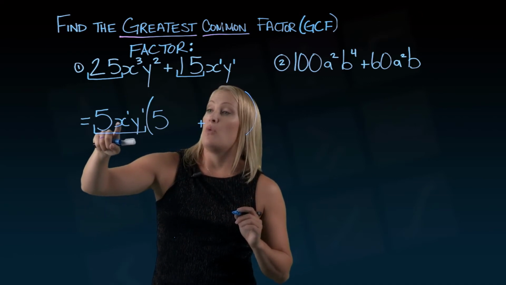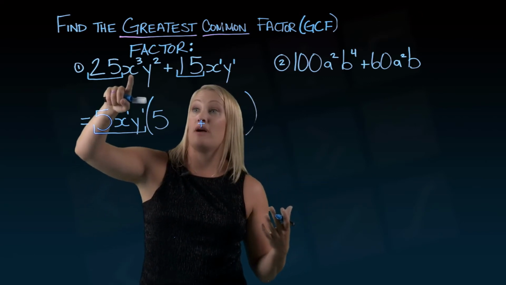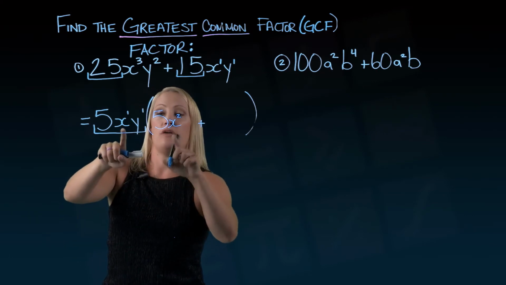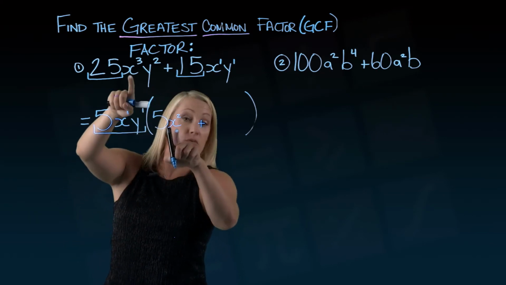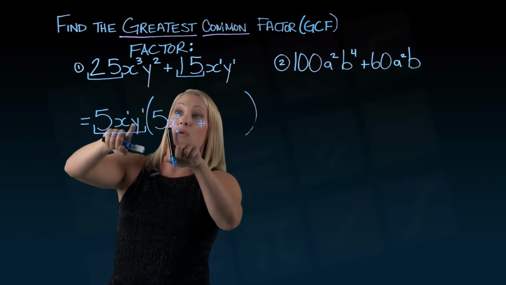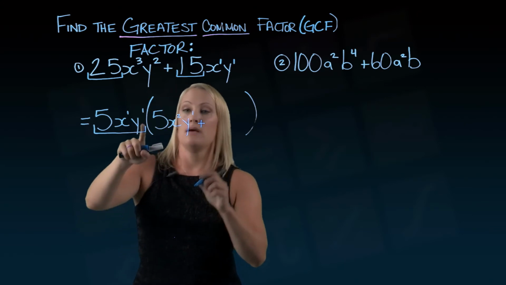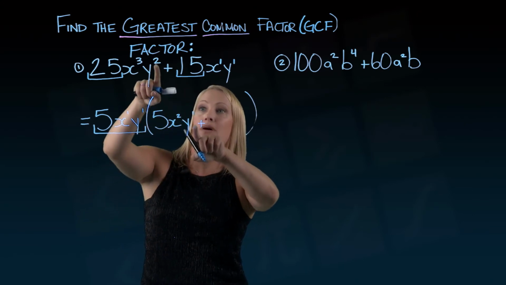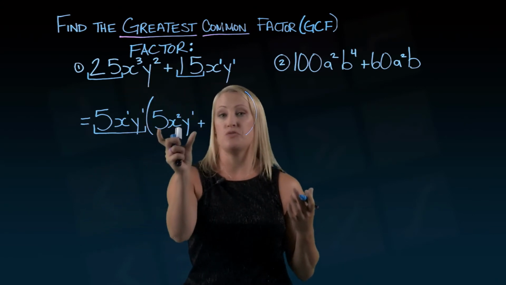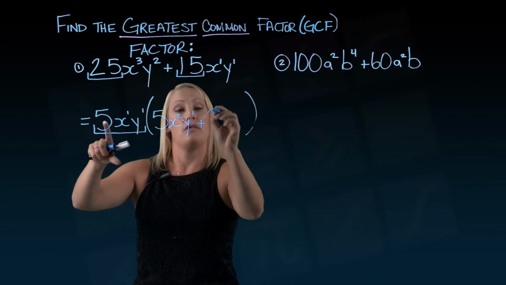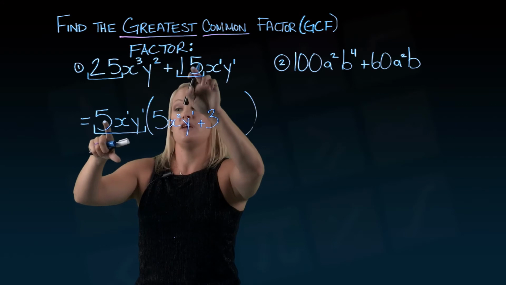Now, x to the power of 1 times what would give me x to the power of 3? Looks like we're missing just 2 x's. X to the power of 1 times x to the power of 2 would give me x to the power of 3. And now I've got y to the power of 1. If I have another y to the power of 1, y to the power of 1 times y to the power of 1 gives my y to the power of 2. There's my first value. The second value, 5 times 3, would give me 15.